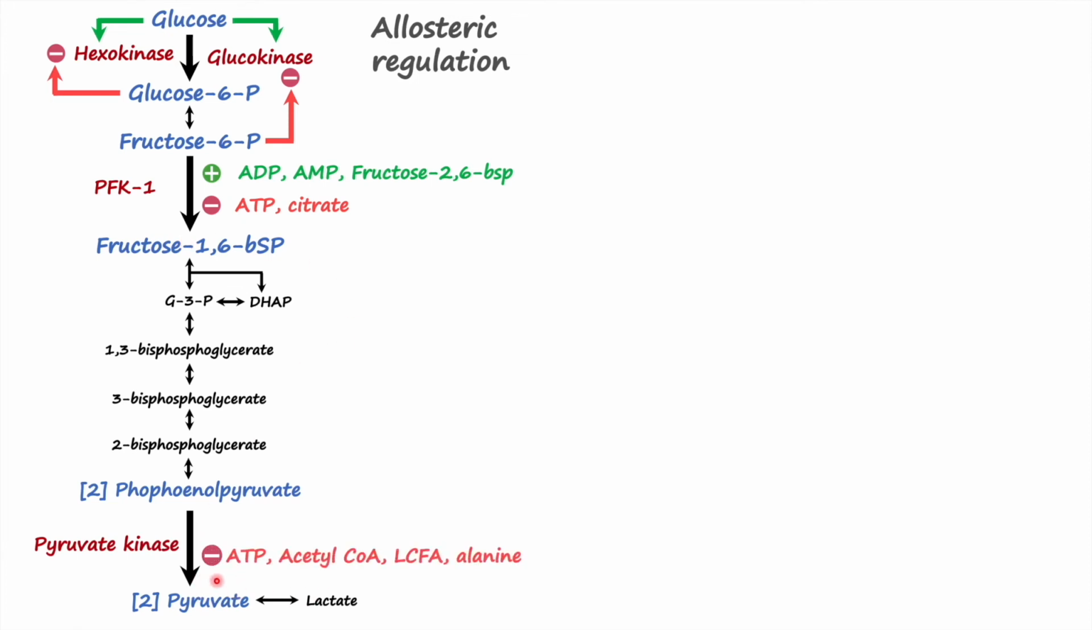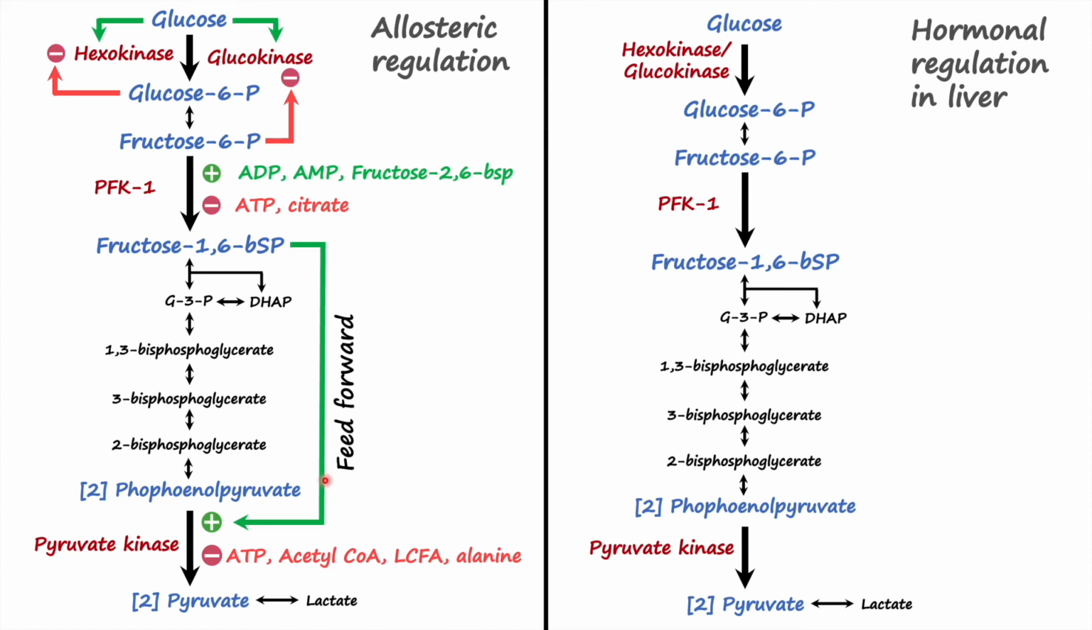Now, pyruvate kinase is allosterically inhibited by ATP, acetyl-CoA, long chain fatty acyl, and alanine. The accumulation of all these molecules is indicative of an abundance of energy inside the cells. And pyruvate kinase can also be activated by fructose 1,6-bisphosphate, which is an example of feed-forward activation.